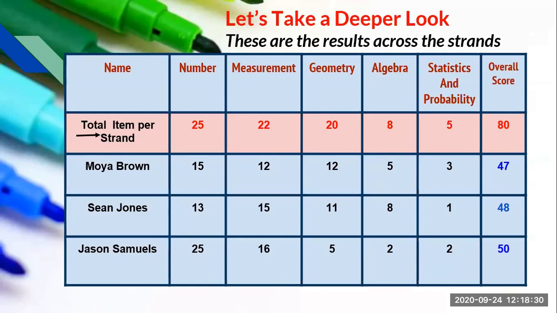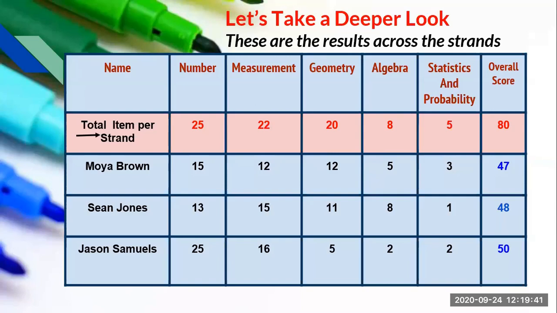So we saw that Jason's overall score is 50, and we saw Sean, his overall score is 48, and Maya, her overall score is 47. Looking at the data, how would their intervention vary? So as we observe, we realize that Jason got 100% in the number strand. But if you look a little bit closer, you realize that Jason got 5 of 20 in geometry, 2 of 8 in algebra, and 2 of 5 in statistics. While on the other hand, Maya is getting 15 of 25 in number, 12 of 22 in measurement, 12 of 20 in geometry, 5 of 8 in algebra, and 3 of 5. How would their intervention vary? What would you do? What targeted plan would you put in for these students?